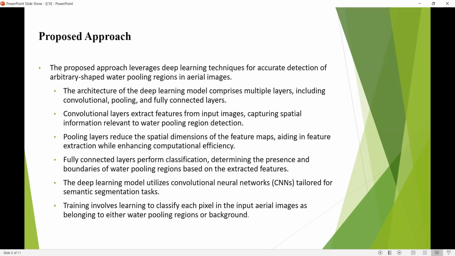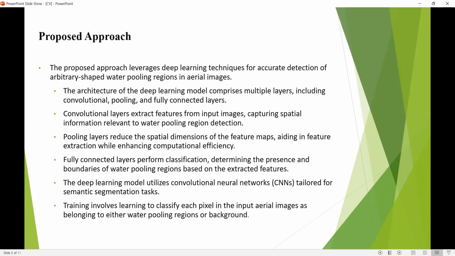Proposed approach. We have proposed the YOLO algorithm in these methods to identify the water pooling regions. This comes under the applications of object detection. So YOLO is the most suitable for object detection in deep learning. The proposed approach leverages deep learning techniques for accurate detection of arbitrary shaped water pooling regions in aerial images. The architecture of the deep learning model comprises multiple layers, including convolutional layers, pooling layers, and fully connected layers.